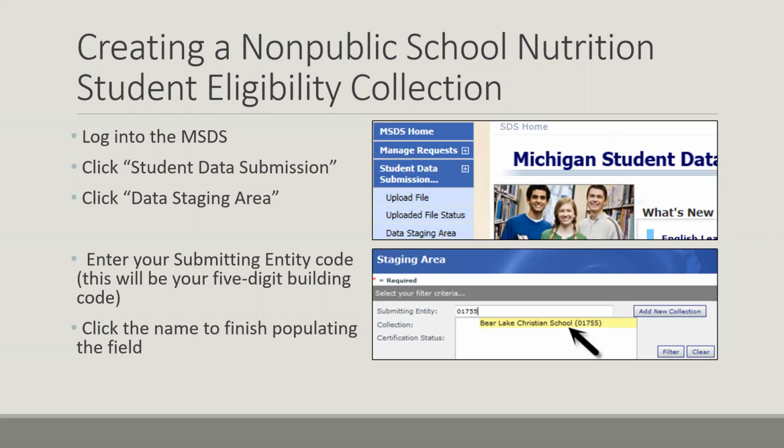To access the staging area, log into the MSDS and click Student Data Submission on the left navigation bar, then click Data Staging Area. Enter your submitting entity code. This will be your 5-digit building code. The submitting entity field should automatically pull up your school's name. Click the name to finish populating the field. Click the Add New Collection button, and on the following screen, make sure the non-public school nutrition student eligibility collection is selected. Then click the Add Collection button.